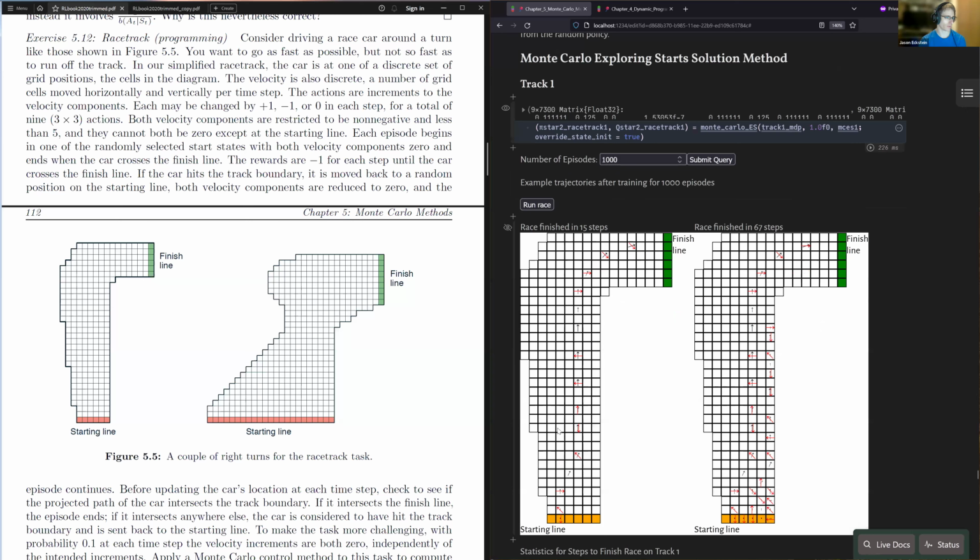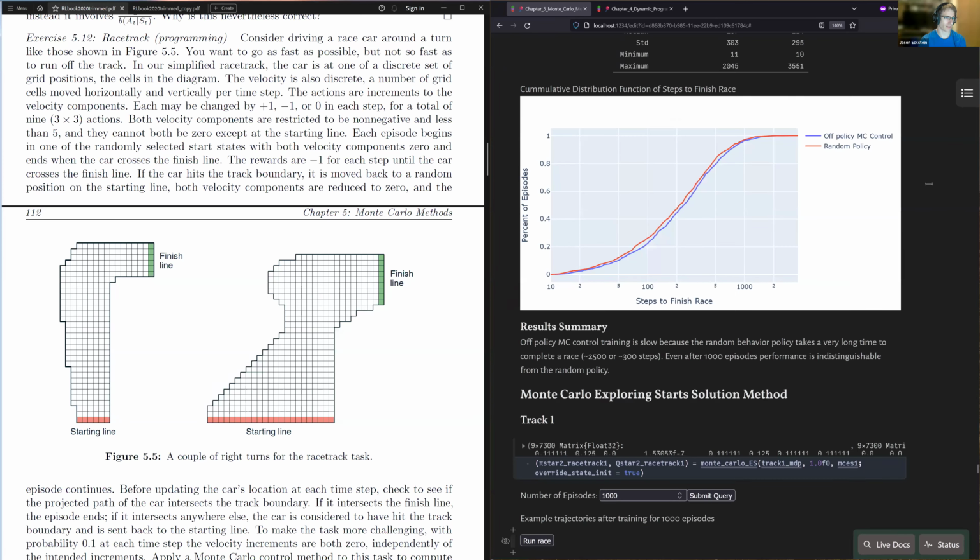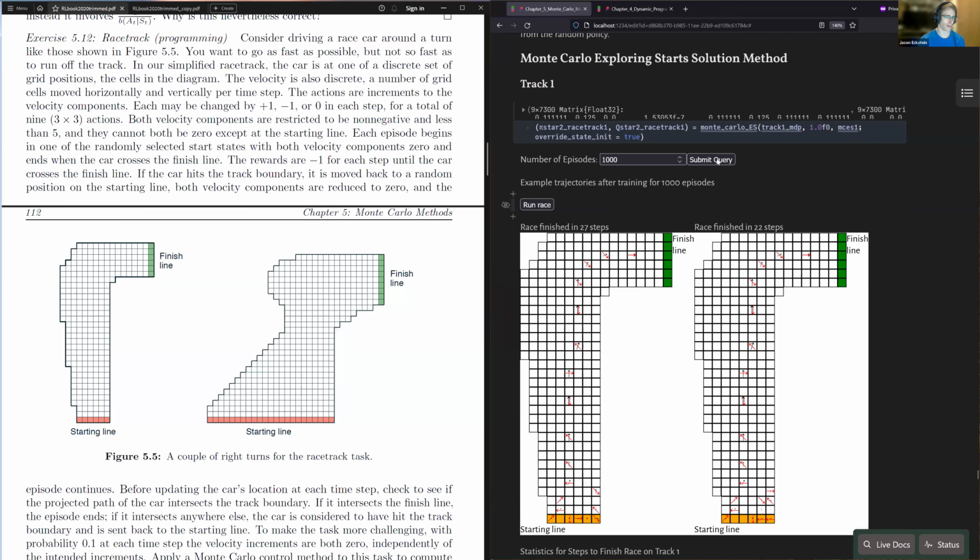And eventually, it's finishing the race in 15 steps, or this isn't that great, but we can see that it's finishing the race in a reasonable time. So the learning is much faster. But I mean, that's not the only reason why this method is bad, because actually, even when I gave it, this actually learns a good policy after 1,000 episodes.